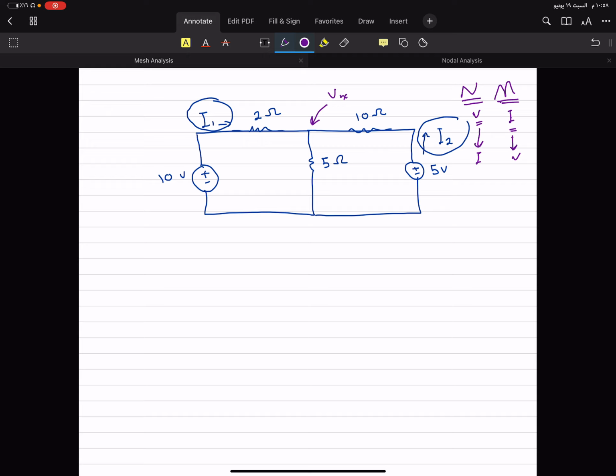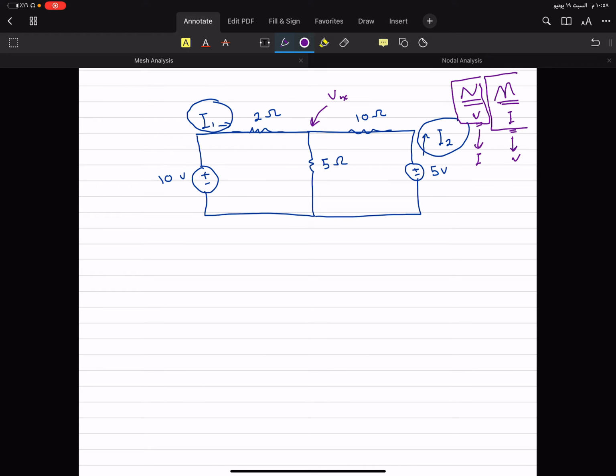So, to make things faster and easier, if I give you a circuit and ask for a voltage, it's better to use the nodal analysis. Why? Because nodal analysis gives voltage first. If I give you a circuit and ask for the mesh current, this current actually is also called the mesh current because it passes through a mesh, and I2 is also called a mesh current because it passes through a mesh. What about this current?